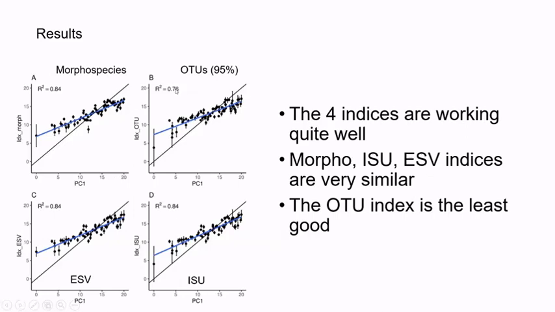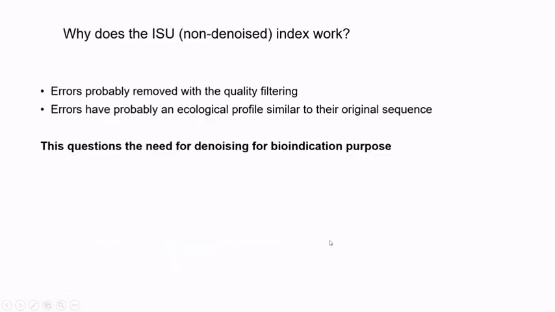And what is surprising is that for each index, you have quite good correlations with morphospecies. The only one which is not very good is the OTU index, 76%, whereas the others are 84%.